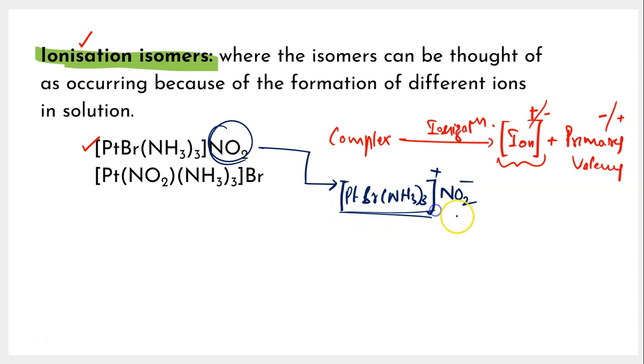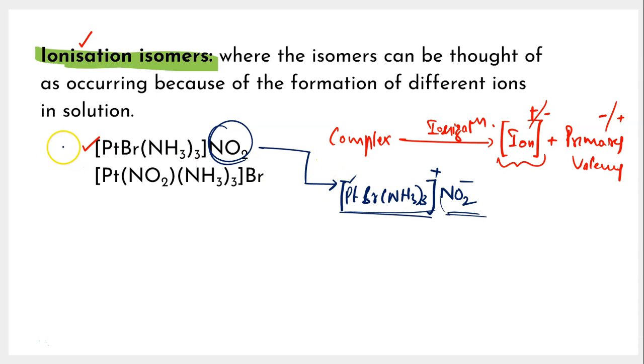The ionization of a complex leads to formation of resulting cations and anions. The entire square bracket part will remain as one ion, and whatever you have out of the square bracket will remain as another ion. Now the charge can be plus or minus, it depends upon the oxidation state of the central atom.